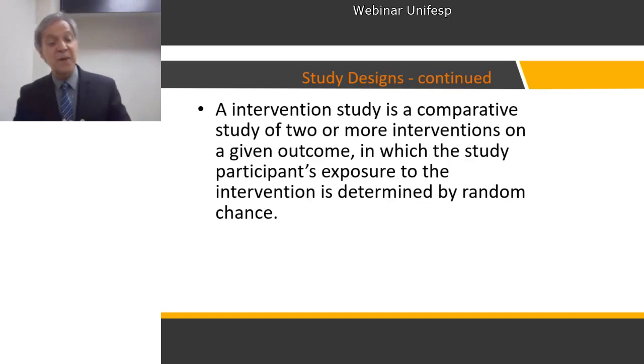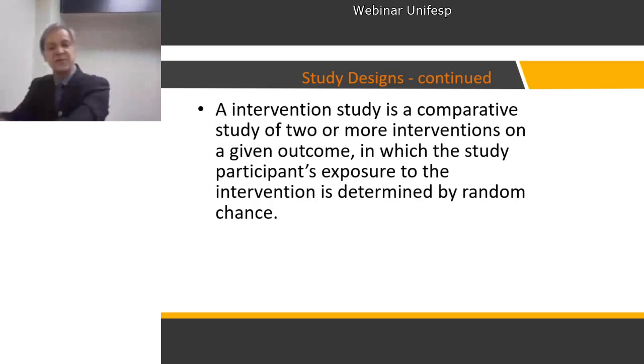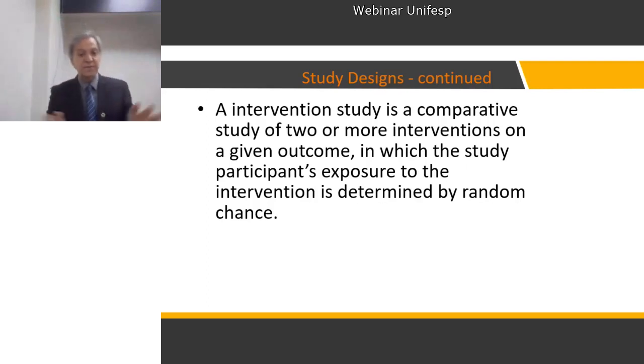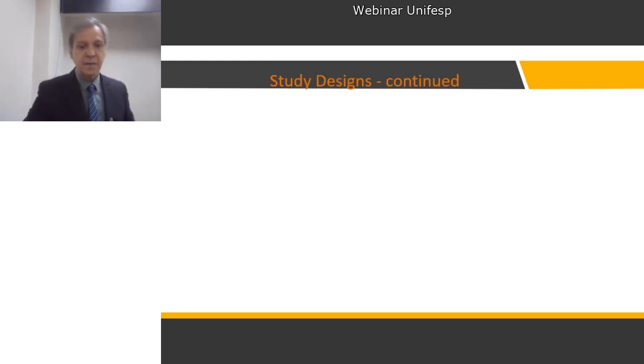An intervention study is a comparative study of two things, right? I'm comparing intervention in one group versus intervention in another group. There's nothing to it, okay? The participants are exposed to the intervention, and ideally that intervention allocation is determined randomly, meaning I don't say you take it, you take it. I'm just saying randomly, the random number told me you are supposed to take this intervention, you are not.